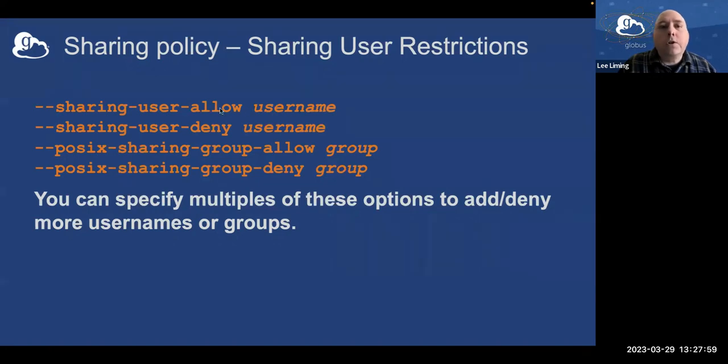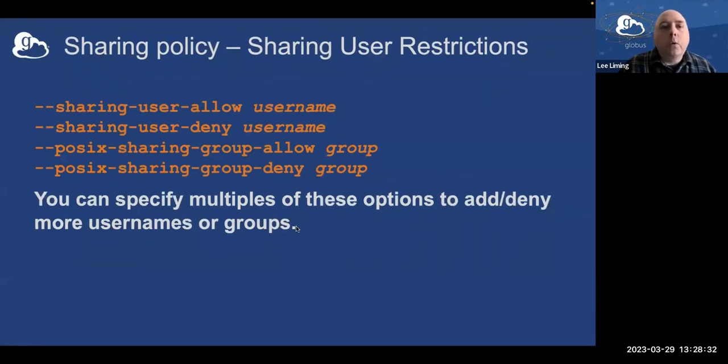So you'd have sharing user allow Alice, sharing user allow Bob, sharing user allow Joe. Obviously, as you can see, that's not going to go very far. Your command is going to get very, very long. So you'd probably want to create a group on your system, add Alex, Joe, and Bob to that group, and say POSIX sharing group allow and the name of the group. And again, you can have multiple groups that are permitted if you want to, or multiple groups that are denied.